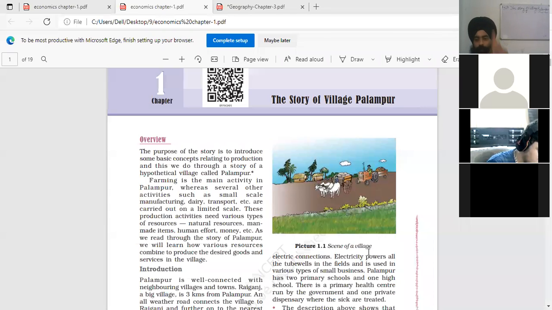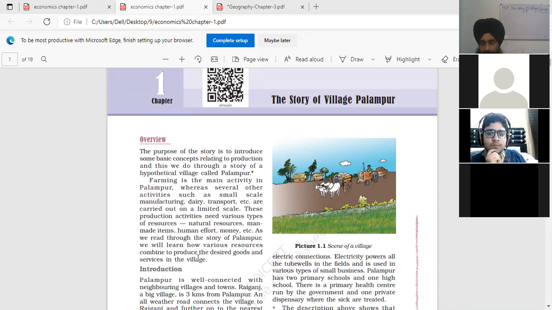Goods and services. Not only goods, services are also produced by the economy. Services given by the people. Service in the sense of the milkman who gives us milk, the newspaper wala, the kabadi wala. All these are services. They are not directly giving goods, they are providing door-to-door services. So when we produce goods and services for the economy, it is known as production.